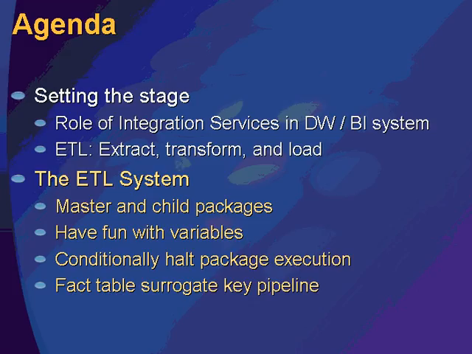Okay, so with that quick overview of the data model that we'll be using in the examples, it's time to move on to more detailed examples about Integration Services and how we build the ETL system in Integration Services. We'll talk first about master and child packages. Then we'll talk a lot about how you can use variables and how you actually will use variables, the minimum amount of work that you need to do to build an enterprise-class data warehouse ETL system, and where you're going to be using variables in that system. We'll talk about how you conditionally halt package execution, and then we'll work through a very complex example of the fact table surrogate pipeline.